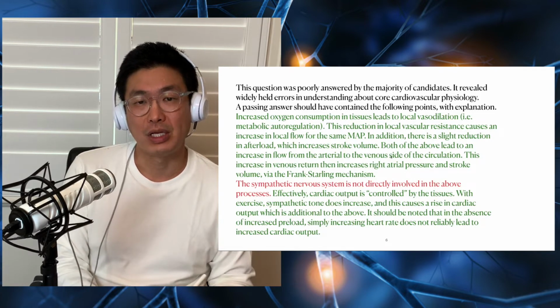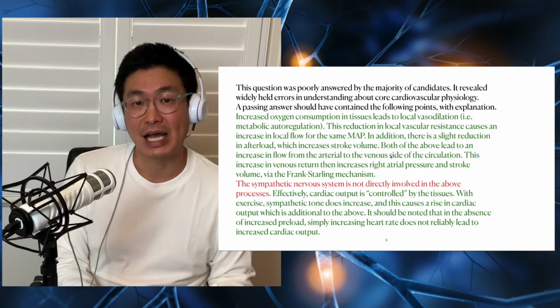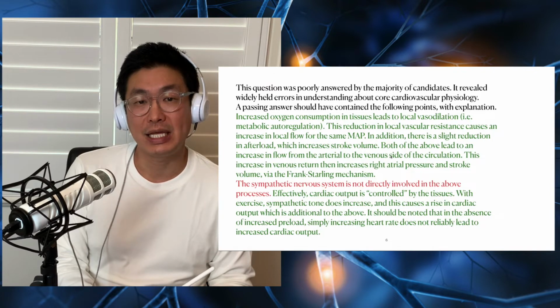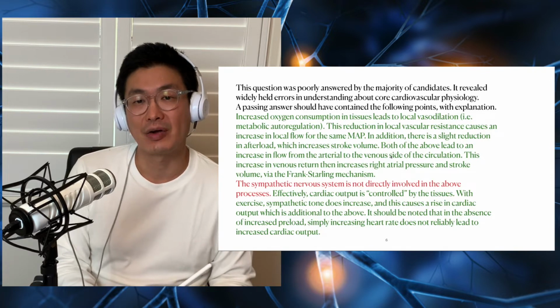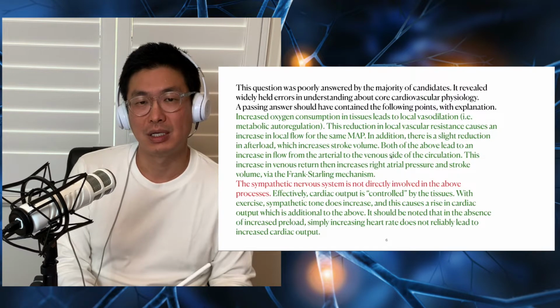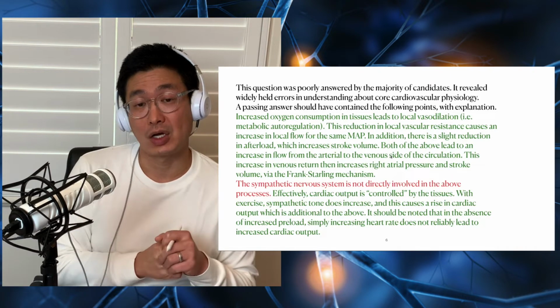And the next point that we need to include is that effectively cardiac output is controlled by the tissues. With exercise, sympathetic tone does increase, and this causes a rise in cardiac output, which is additional to the above. It should be noted that in the absence of increased preload, simply increasing heart rate does not reliably lead to increased cardiac output. That's a really interesting concept there.